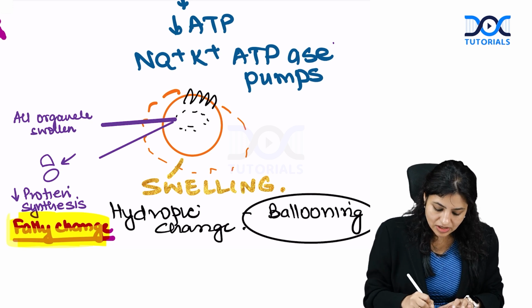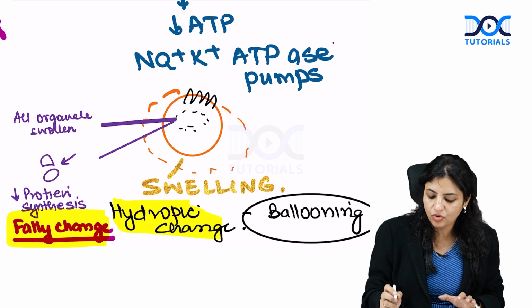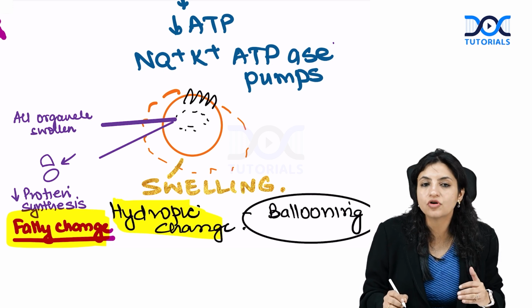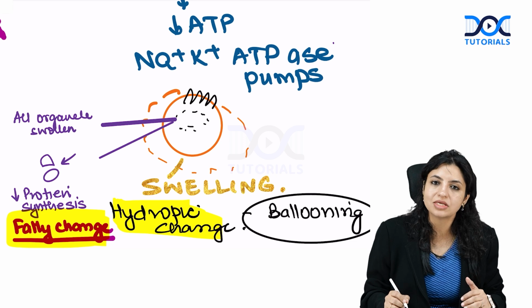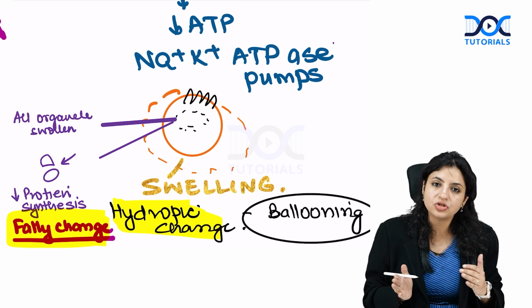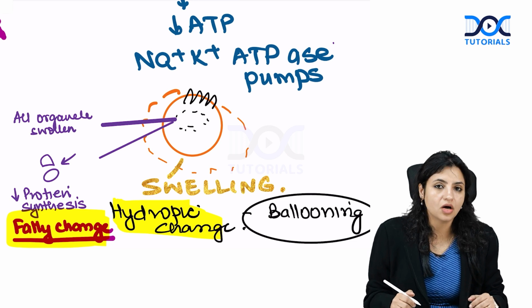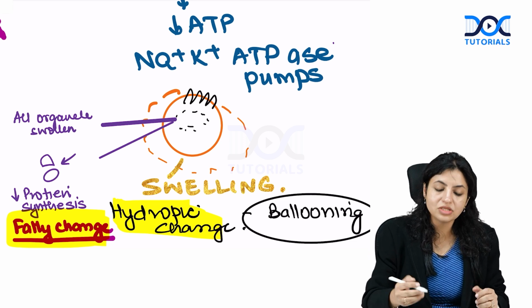So that is why I can say fatty change and hydropic change are two very important microscopic, or morphological, changes seen in reversible cell injury. So very important features of reversible cell injury are hydropic change and fatty change. Okay, so they are seen in the microscope. Now, another point. So this is about what is happening inside the cell.